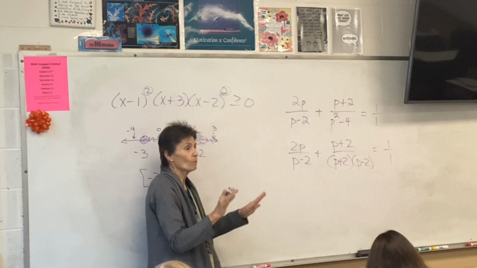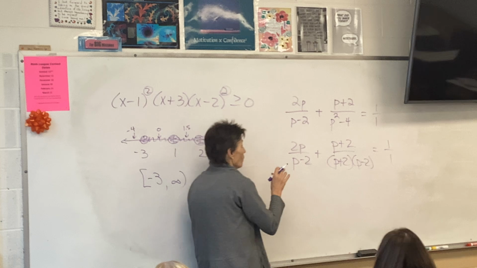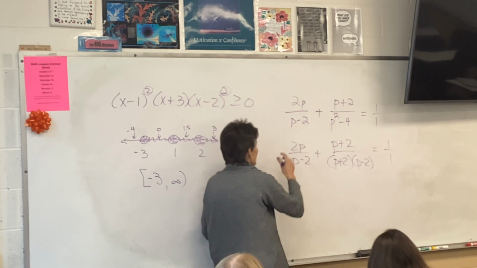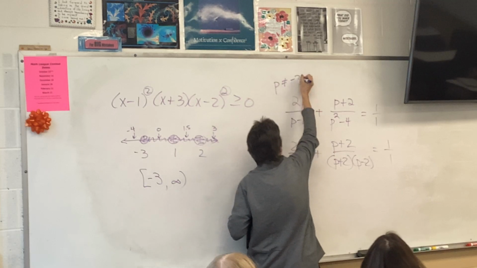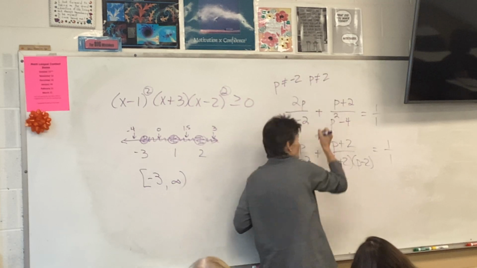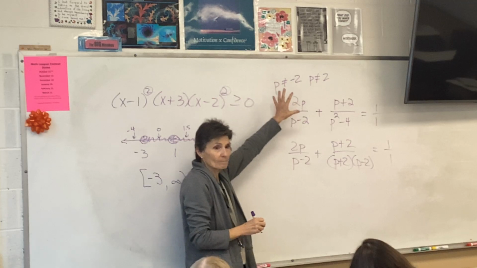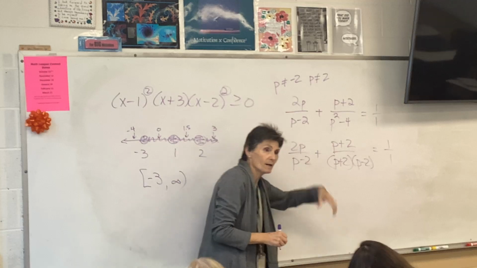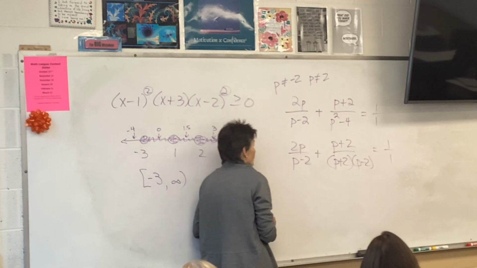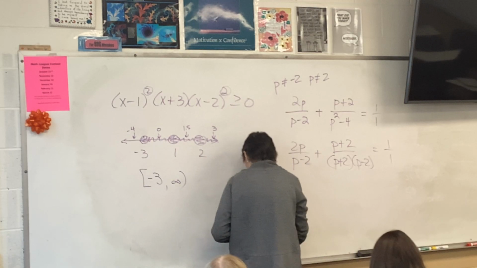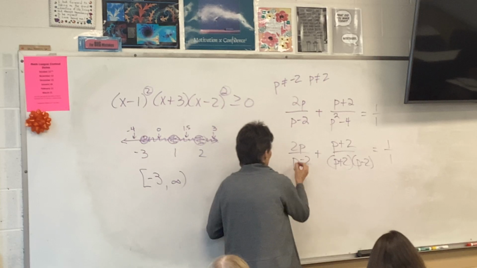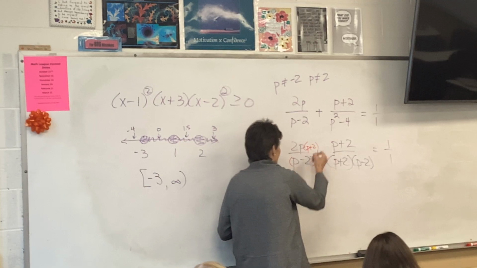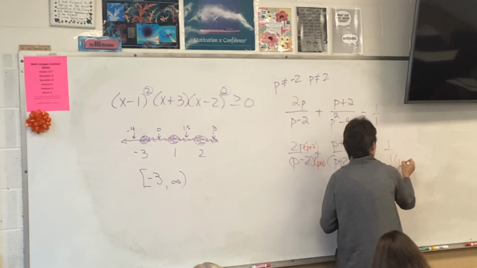Before we get too far into it, what would be my extraneous roots? What are potential extraneous roots? 2 and -2. P cannot be -2 and P cannot be 2. I'm just going to write that down to remind me, in case I get 2, I have to throw it out. Okay, so what's my common denominator? P minus 2 and P plus 2. This one needs both.